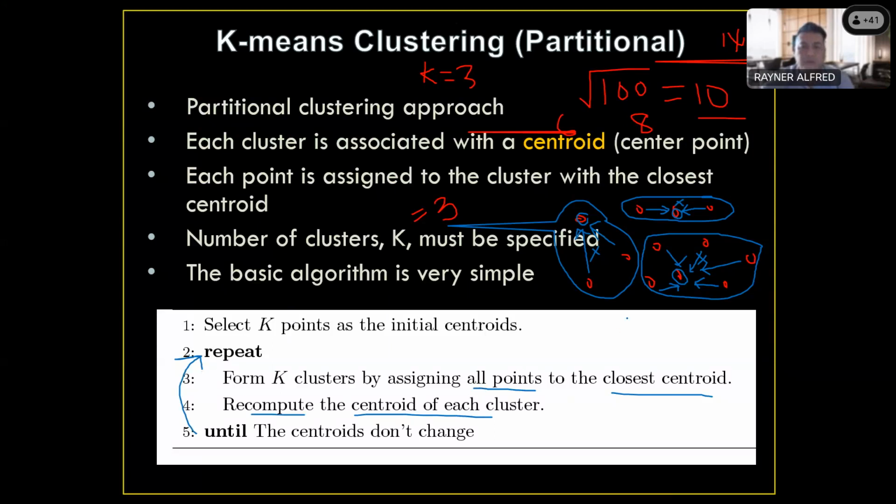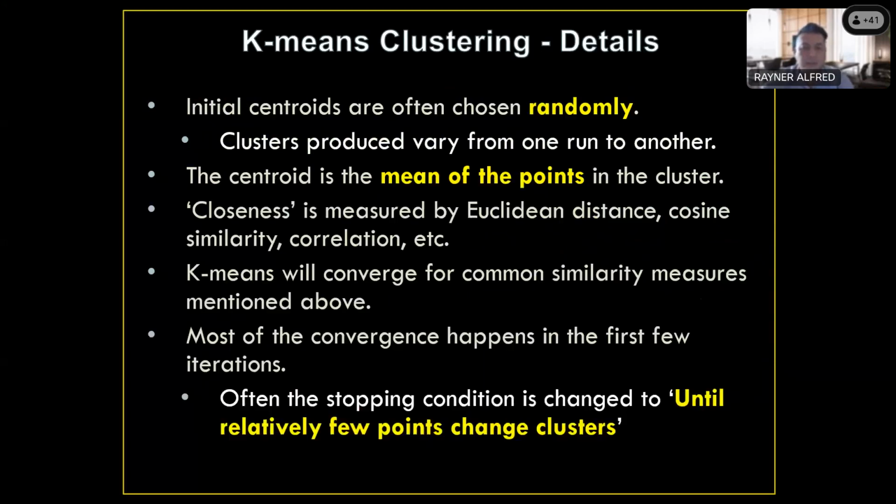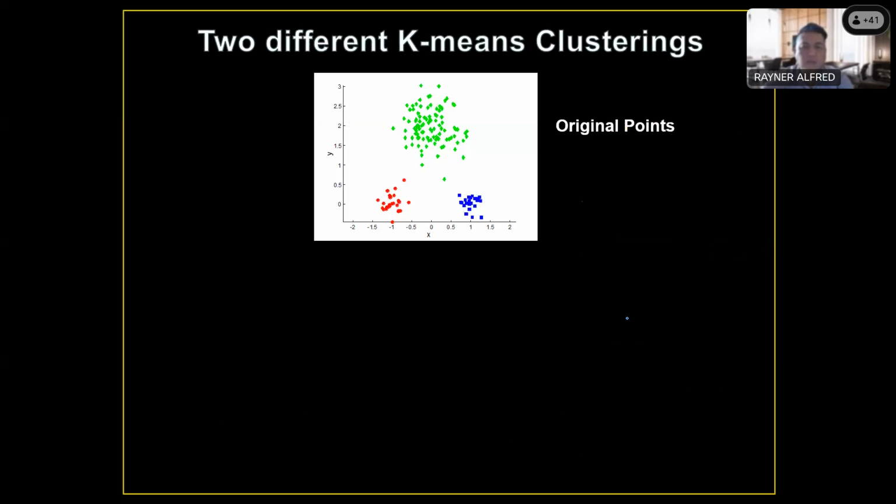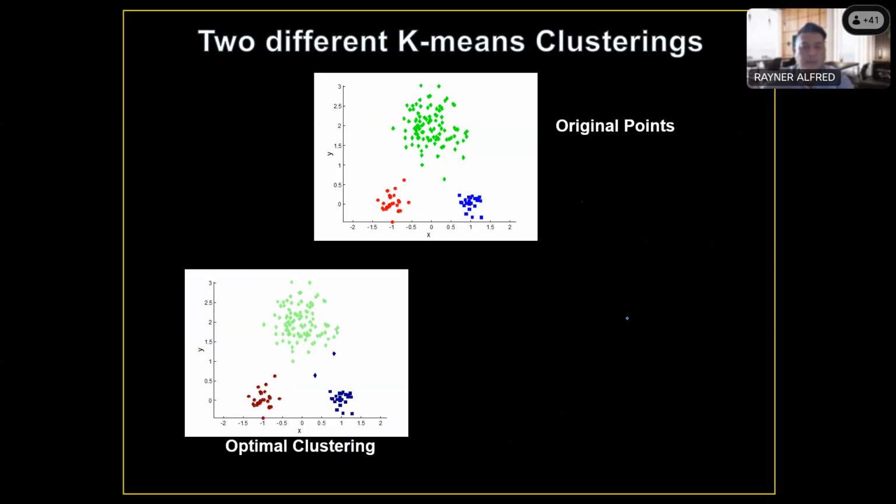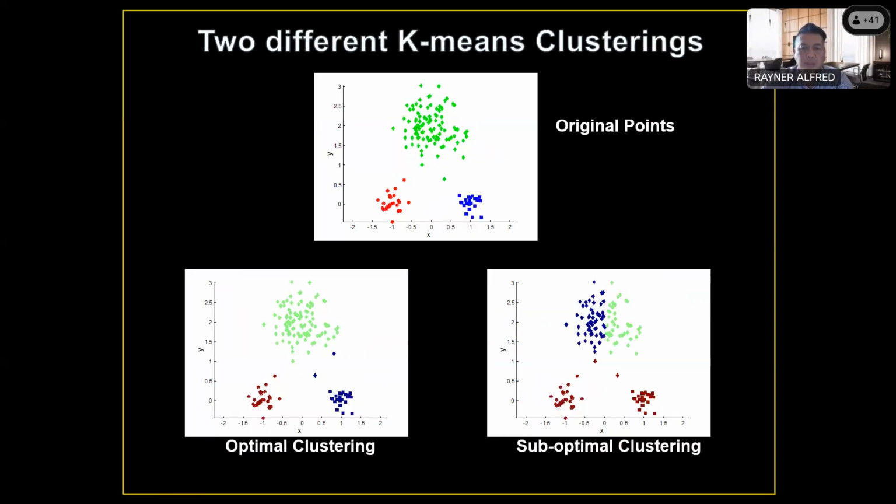If we go to the illustration like this, for example, this is the original point. This is the actual data that we have. If we get clustering results like this, this is optimal clustering, so good enough compared to the original point. This is suboptimal clustering because we did not get what we're supposed to get. But good enough.